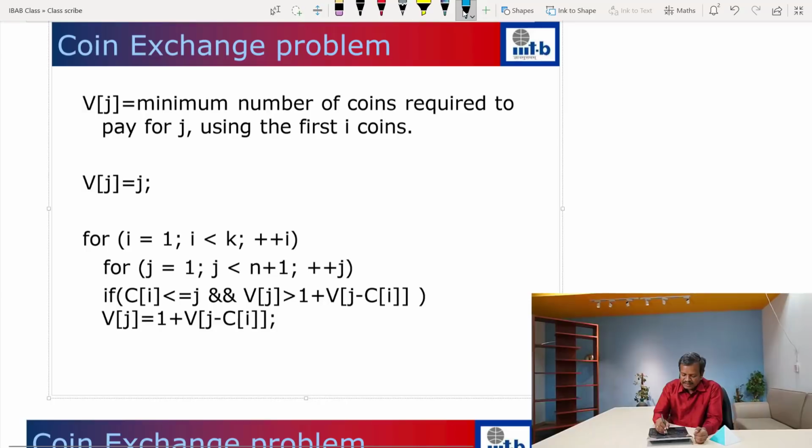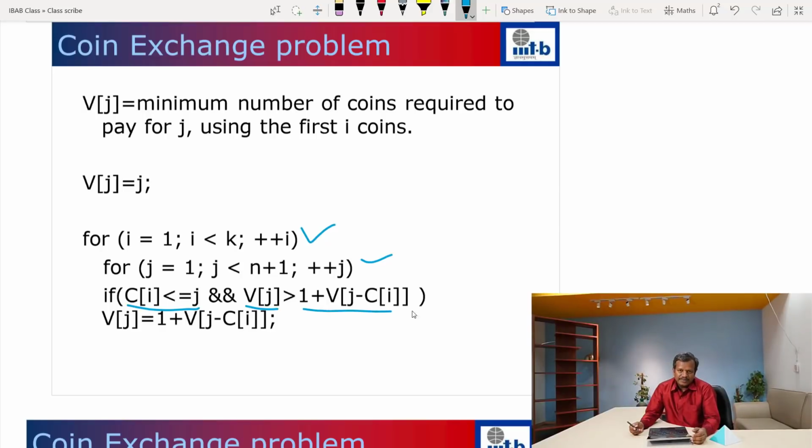This indicates that using the ith coin is useful when you have to pay for j. If that is the case, I update my V of j to be 1 plus V of j minus c of i. If this condition is not true, that means I am not using the ith coin, and V of j will remain the same. So when I come inside this loop, there is an implicit i sitting outside, which is asking whether I should use the ith coin or not. If the minimum number of coins used to pay for j actually decreases by using the ith coin, then I update my V of j; otherwise it is not updated.